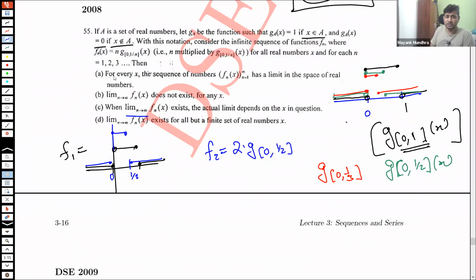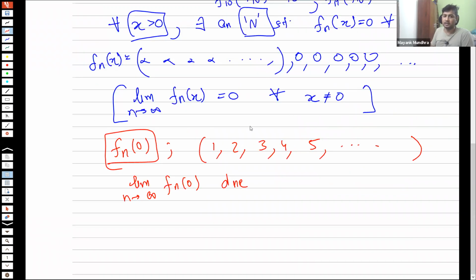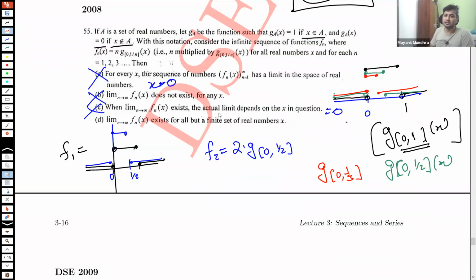So now let's look at the options. For every x, the sequence has a limit in the space of real numbers. This is false because it does not have a limit for x equals 0. Limit does not exist for any x. This is also false. It exists for every x apart from 0. When limit exists, the actual limit depends on x. No. When limit exists, the limit is equal to 0. We saw that, right? The limit is always 0 whenever it exists. D: limit exists for all but a finite set of real numbers. So this is true. The finite set of real numbers for which the limit does not exist is the set containing 0.